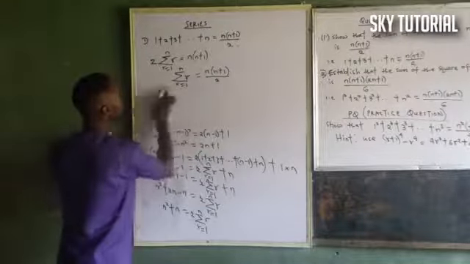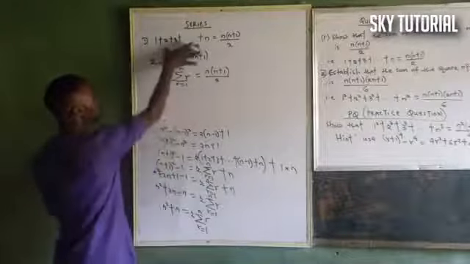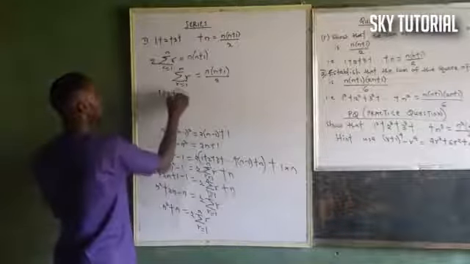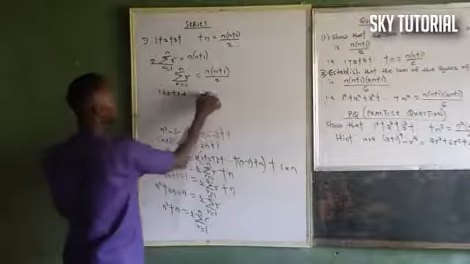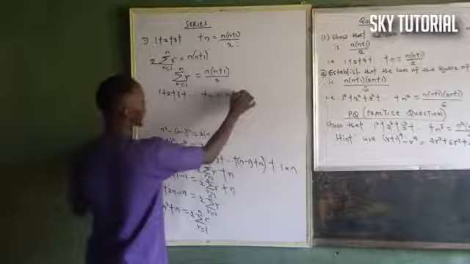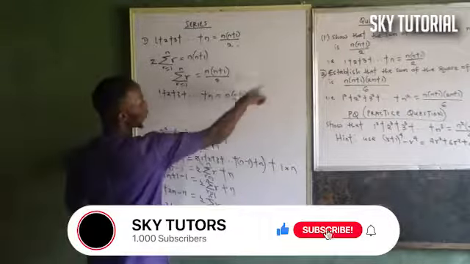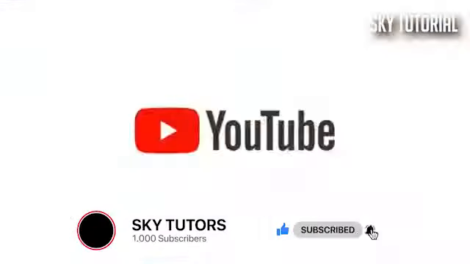But we know that this summation simply represents addition from term to term. So we have 1 plus 2 plus 3 plus dot dot dot plus n equal to n into bracket n plus 1 upon 2. And that is the proof of the first question.